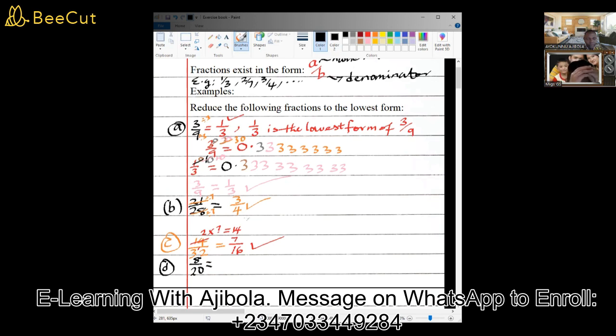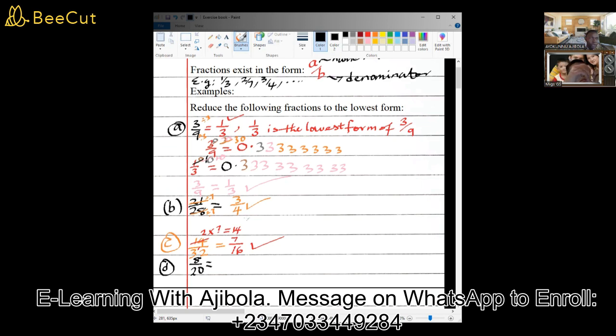What number did you mention? Give me a number that can divide 8 and can divide 20. This is 8 out of 20.